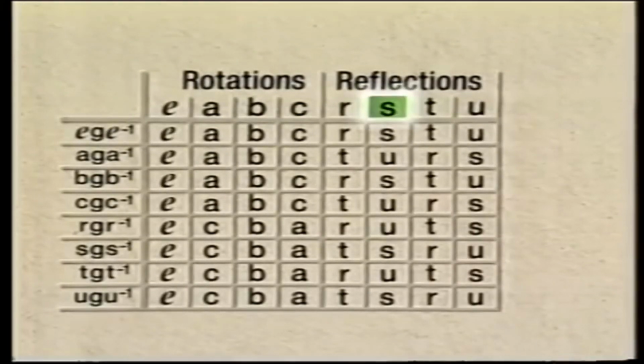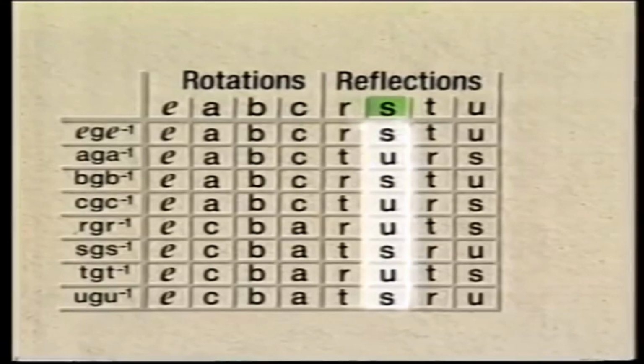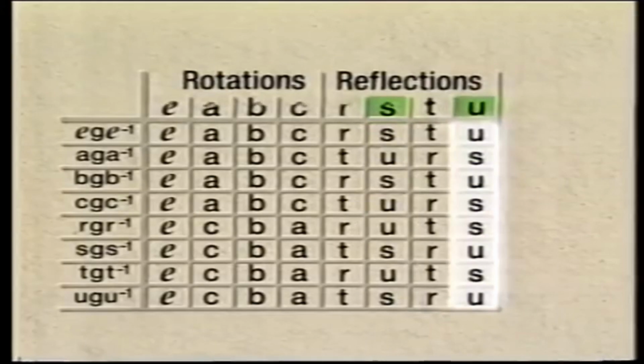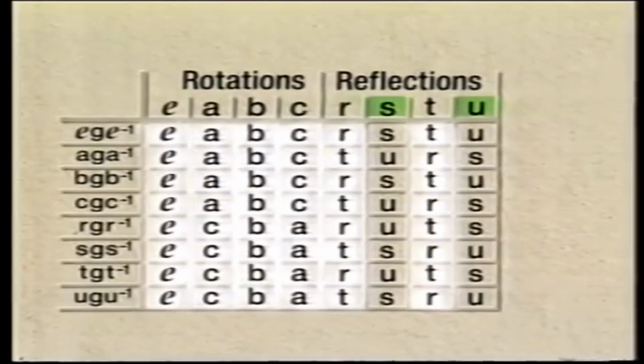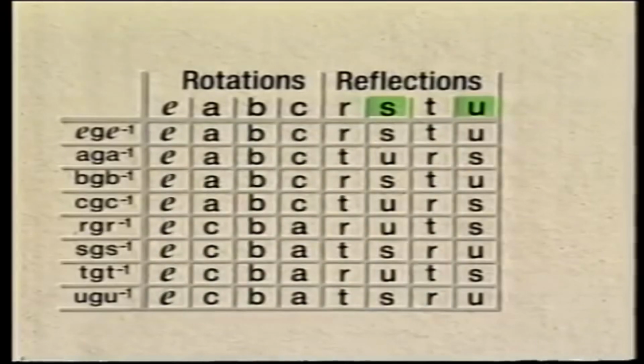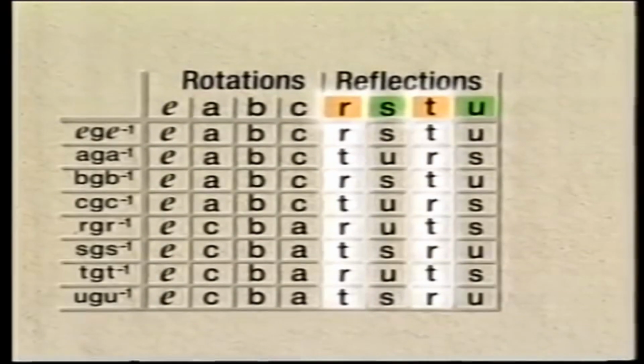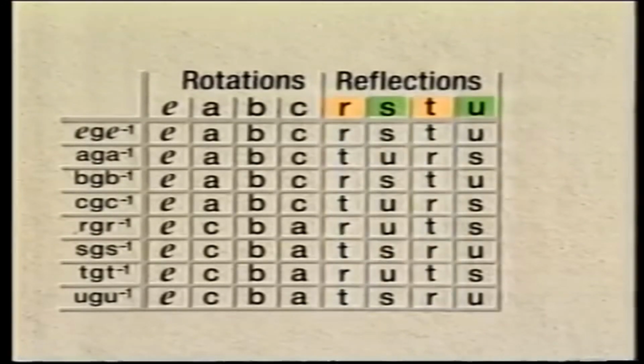So, for example, the element S turns out to be conjugate only to itself and to the element U. And U is conjugate only to U and S. So S and U are in the same conjugacy class. And no other element belongs to that class because no other element conjugates to either S or U. Similarly, R and T are conjugate and no other element is conjugate to them. So R and T form a second conjugacy class.